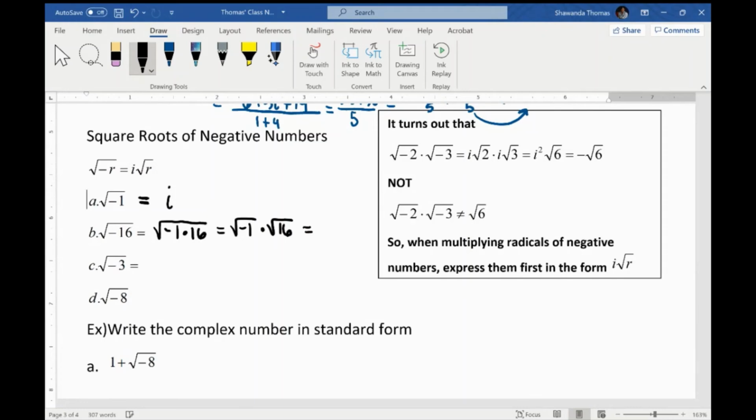What is the square root of -1? I. And the square root of 16? 4. So the answer is 4I. It'll be awkward to keep the 4 second. That's sort of like our coefficient, so we put it first.